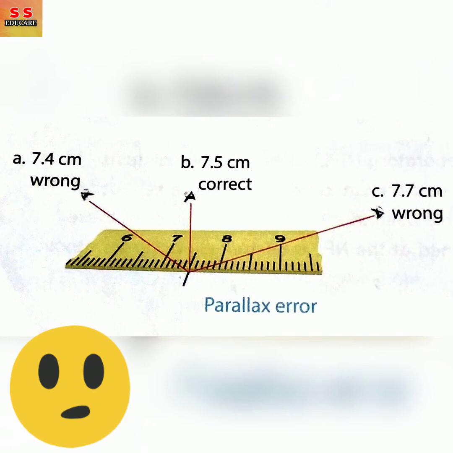Point number 3. Correct position of the eye is also important for taking measurement. Your eye must be exactly in front of the point where the measurement is to be taken. An error can occur due to the wrong position of the eye while taking a reading. This error is called parallax error. Notice that the readings taken from positions A, B, and C of the eye are different.